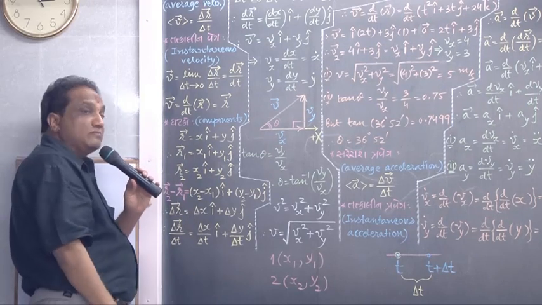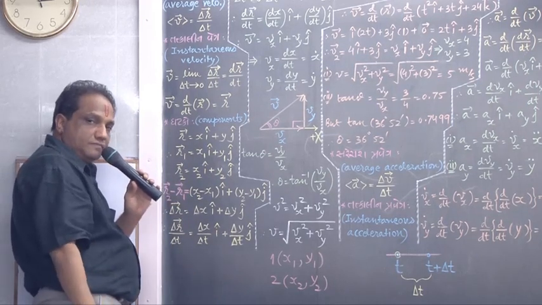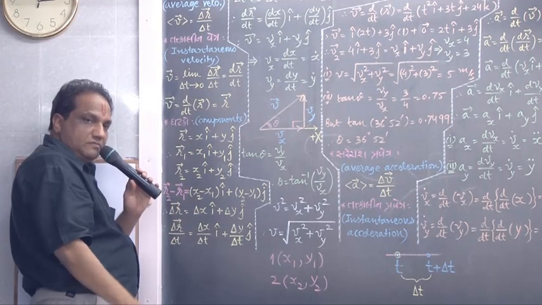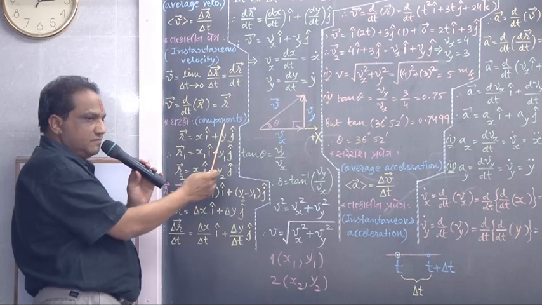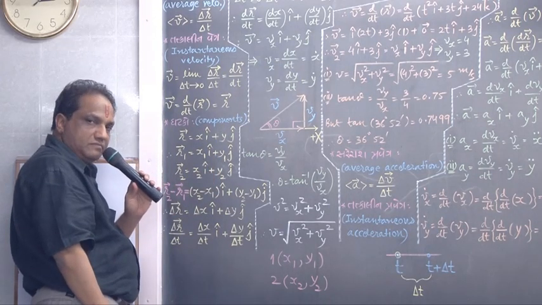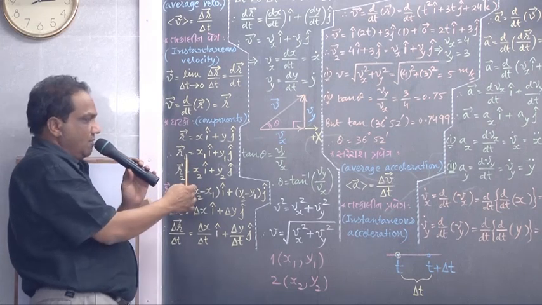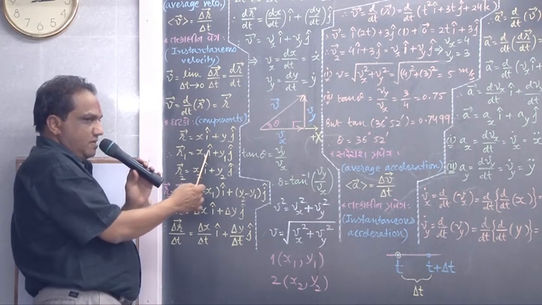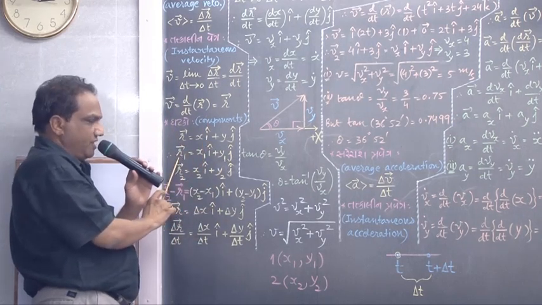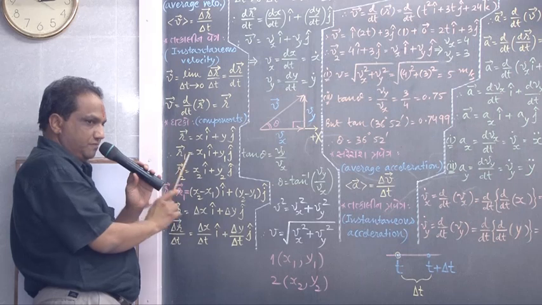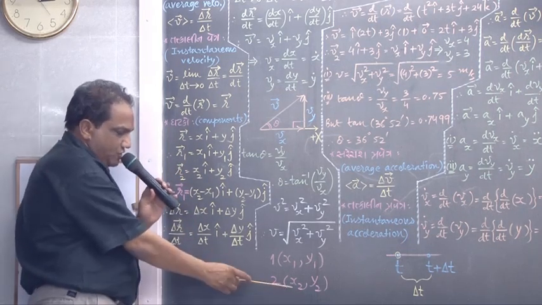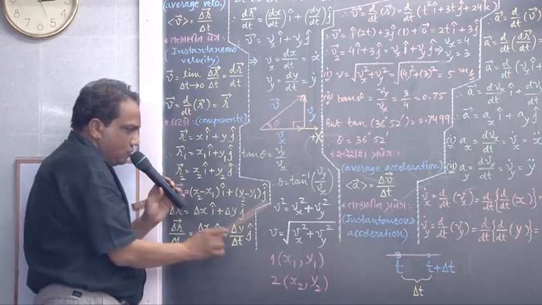This is in two dimensions, don't go on adding. Only two components are there. What was the title of this chapter? Motion in a plane. So x1 i hat plus y1 j hat. Fine. This is the position vector for the initial position. Similarly, the position vector for the final position is x2 i hat plus y2 j hat.